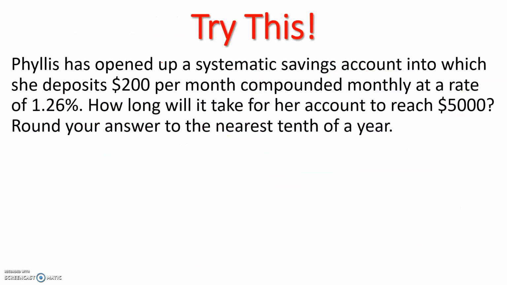All right, now it's your turn to give it a try. Phyllis has opened up a systematic savings account into which she deposits $200 per month, compounded monthly, at a rate of 1.26%. How long will it take for her account to reach $5,000? Round your answer to the nearest 1/10 of a year. Okay, submit your answer to me on Microsoft Teams for feedback, and then submit your notes and work on Canvas for credit.